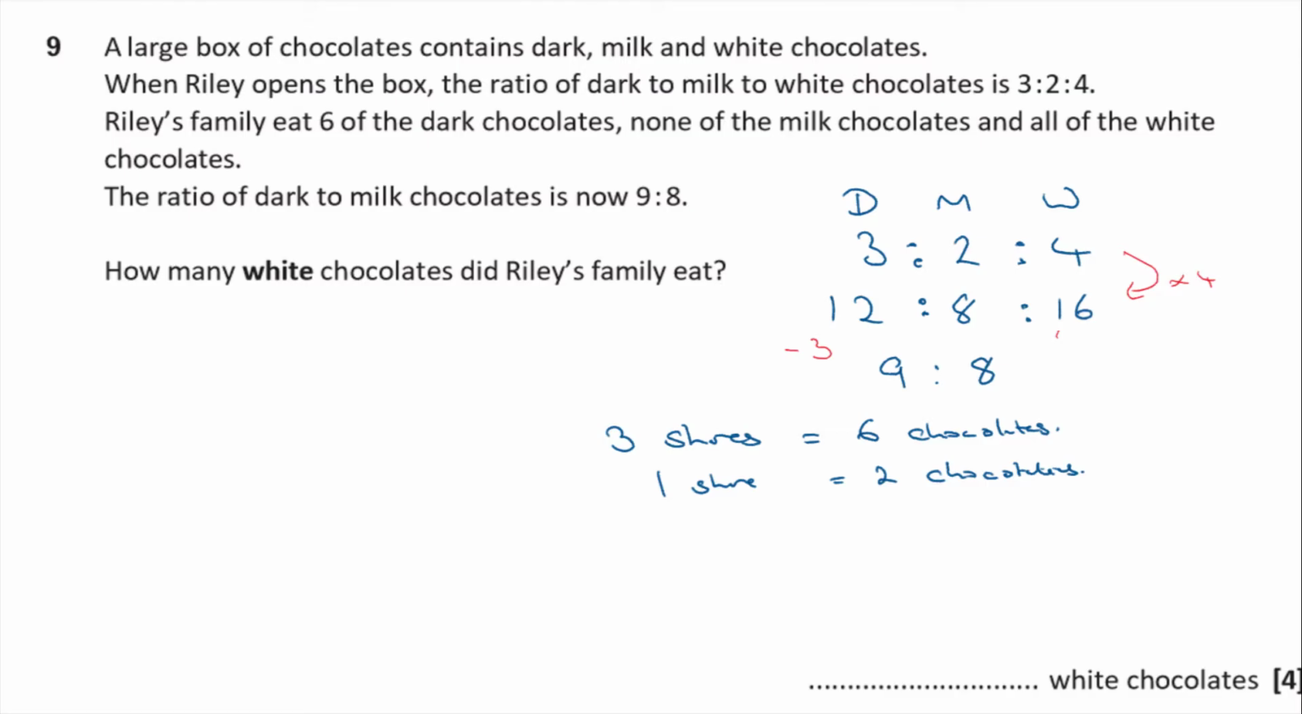Okay, so our ratio of 12 to 8 to 16, and then if I times all that by 2, I'm going to get 24 to 16 to 32. So that must be the original state of the chocolate box before anyone started munching on them. So that means that there must have been 32 white chocolates in there before the family got their mitts on them. And so that's my answer then. It's going to be 32 white chocolates.